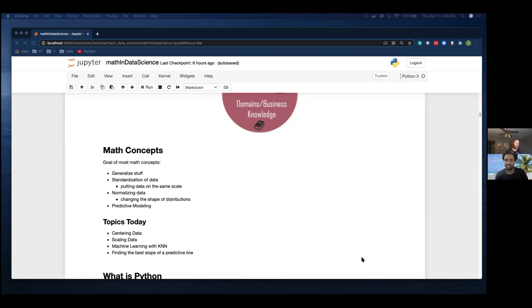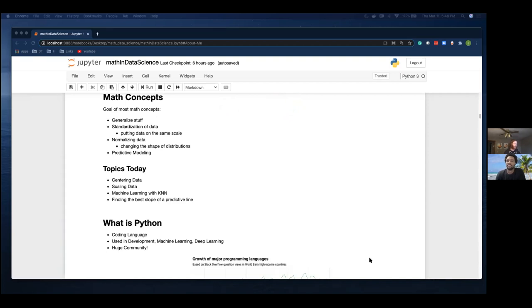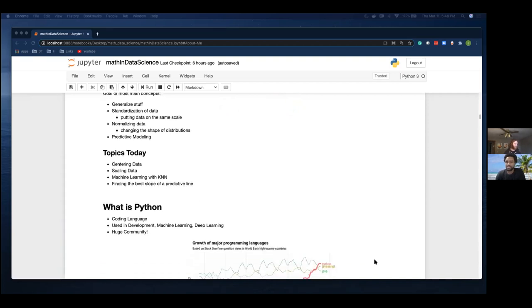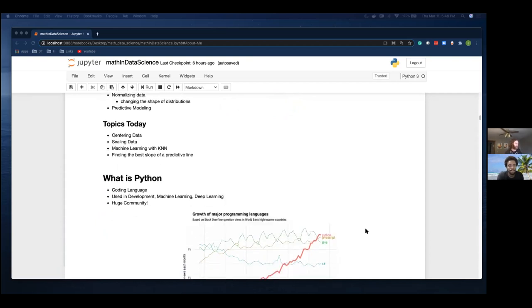So let's jump in a little bit in Python. That's what we teach here at Flatiron School, and it's something that I'm really, really passionate about. I love Python, and even in my spare time I'm coding in Python because I have so much fun doing it. But it's a really popular language. It has a huge community.